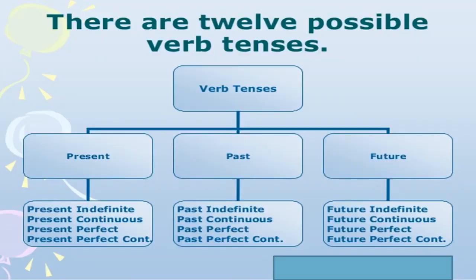There are 12 possible verb tenses. First, they are classified in three types: present, past and future. Then further they are classified into their four subtypes based on aspect of the verb: present indefinite, present continuous, present perfect and present perfect continuous. Then similarly, past indefinite, past continuous, past perfect and past perfect continuous. Then future indefinite, future continuous, future perfect and future perfect continuous. So in total we have 12 tenses in English grammar.